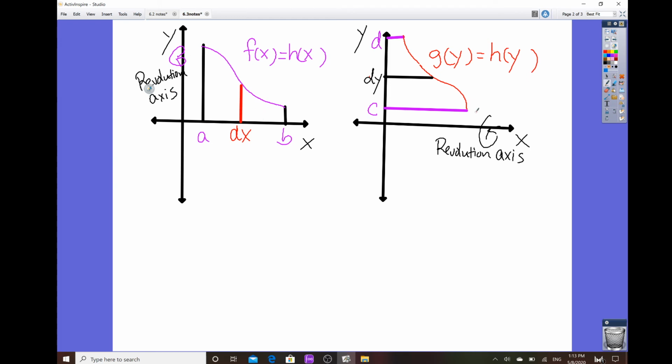And then the same thing happens with the horizontal approach. So for g of y equals h of y, bounded from c to d, the revolution axis would be the x-axis. And as you can see, dy is parallel to the revolution axis.